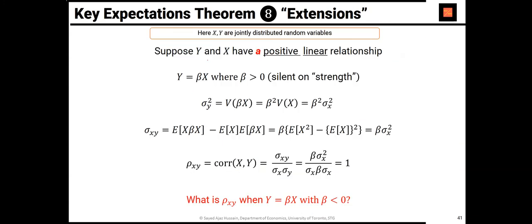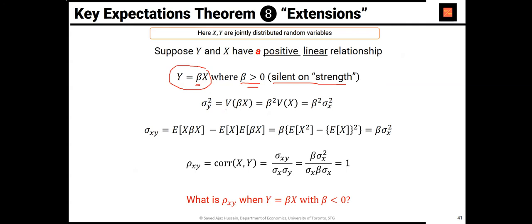All right. Why do we keep harping on this covariance, correlation being a measure of relationships? Let's get it out once and for all. Supposing y and x have a positive linear relationship. In other words, y is equal to beta times x. All I ask right now is beta is strictly positive. I'm not saying anything about the size of beta. Beta could be a small number, so there could be a weak relationship between y and x. Beta could be a large number, so there could be a strong relationship, but whatever.